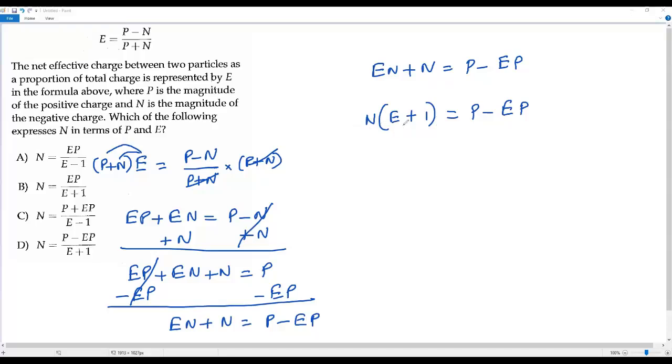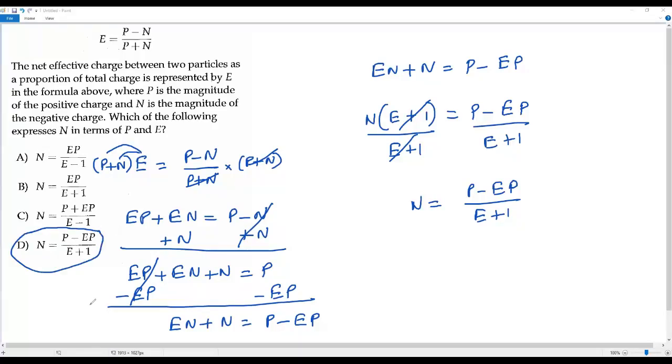So to solve for N, I just have to get rid of this E + 1, which is multiplied by N. To get rid of it, I have to divide both sides by E + 1. So this E + 1 will cancel out. I get N = (P − EP)/(E + 1). So I have solved for N, that is equal to (P − EP)/(E + 1). So the correct answer choice for this question is option D.